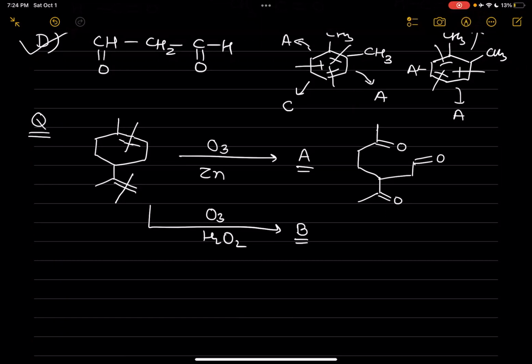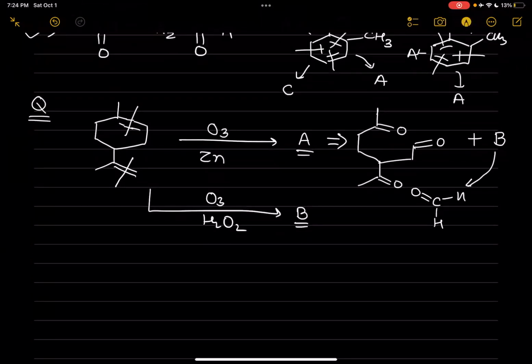No, in this A plus B, there is one more product we are going to get. What is that, B? So formaldehyde. Yeah, that is formaldehyde. So I've cut this double bond. There is one carbon atom. Okay, and don't forget this carbon atom, because this is where everybody makes a mistake, right? So H, H. Okay. So this is the B. Clear?